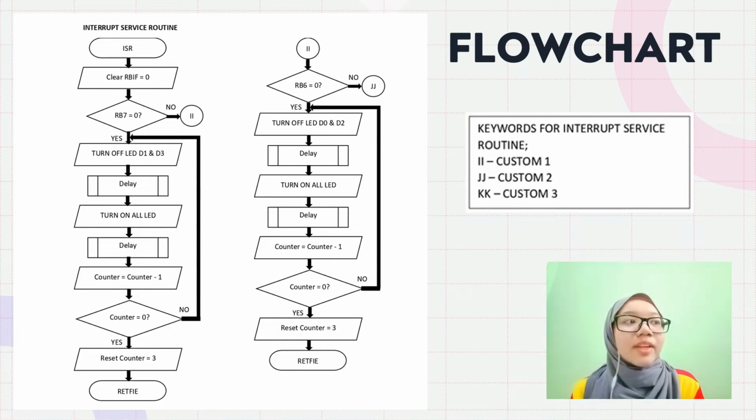Interrupt service routine. Firstly, we disable all interrupts, and then we check if RB7 is equal to 0. If RB7 is equal to 0, we turn off the LEDs at D1 and D3, have a delay routine, then turn on all LEDs, have a delay routine, and decrease the counter by 1 until it is equal to 0. As long as it is not equal to 0, it will continue turning off LEDs D1 and D3, and keep looping until the counter is equal to 0.